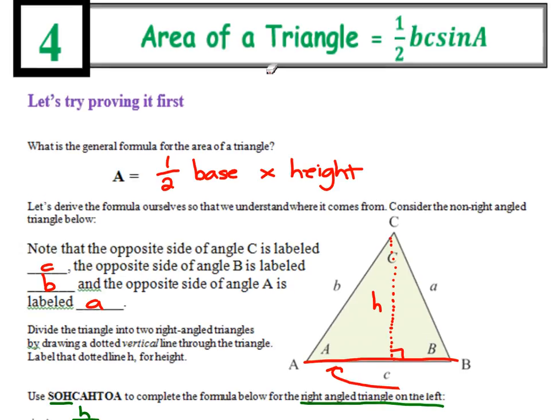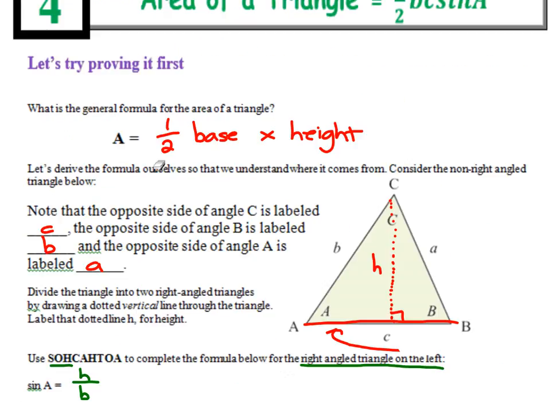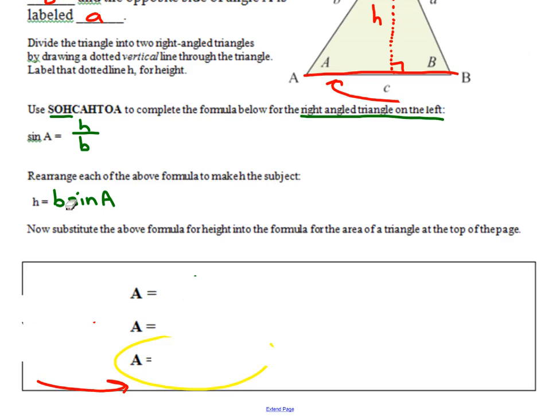Now substitute the above formula for the height into the formula for the area of the triangle at the top of the page. So area of a triangle, remember it's half base times height. We're going to sub in that the height is b sin A. So first of all, let's rewrite the formula in general: half base times height. What is the base of the triangle? Notice that the base of the triangle is just the length c. So it's half c, because the base is c. And the height, remember, is b sin A. So half c multiplied by b sin A. But let's make it look a bit more sophisticated. We don't want to have the multiply sign in there. So we do half of c times b sin A. You can change that into half bc sin A.